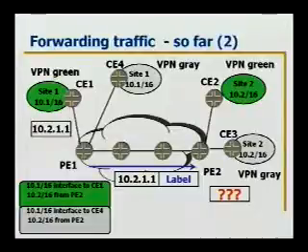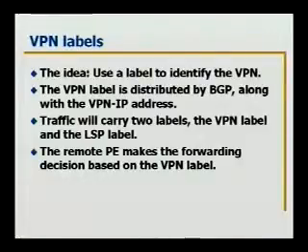So the idea is like, okay, why don't we use a label in order to identify the VPN? Let's see what would happen if we had a label. But first, let's say how the label is advertised. The VPN label is going to be distributed by BGP along with the VPN-IP address. At the same time that the VPN-IP address is advertised, a label is going to be advertised with it. And now the traffic is going to carry two labels, the VPN label and the LSP label. And the remote PE is going to make the forwarding decision based on the VPN label.